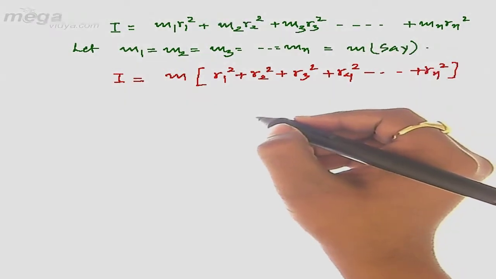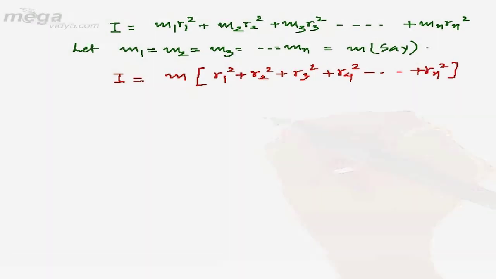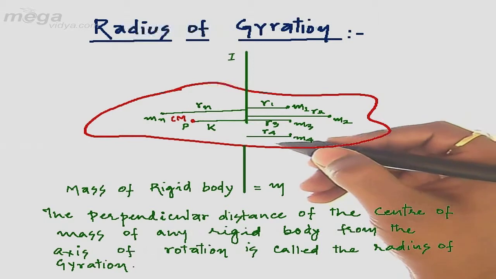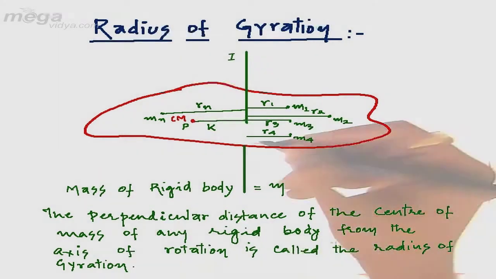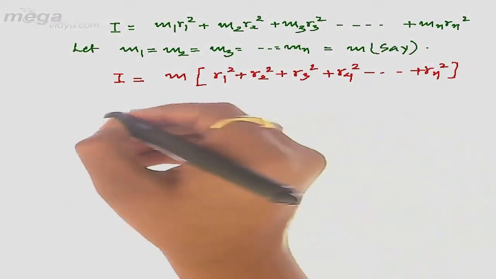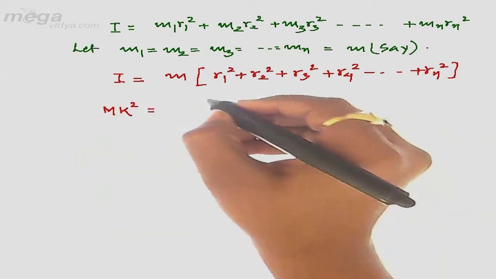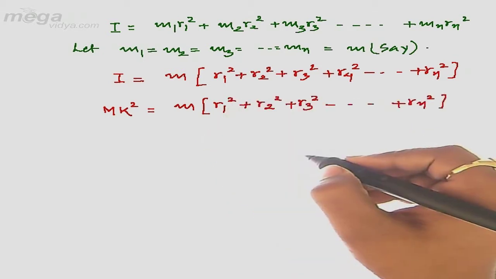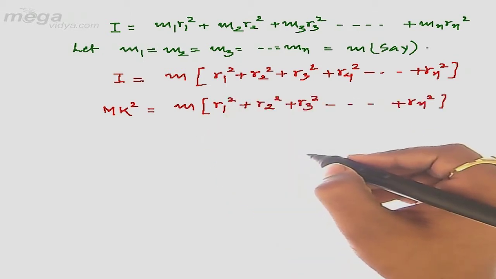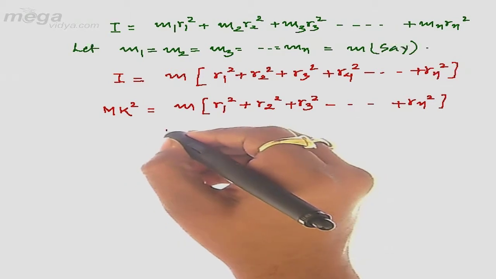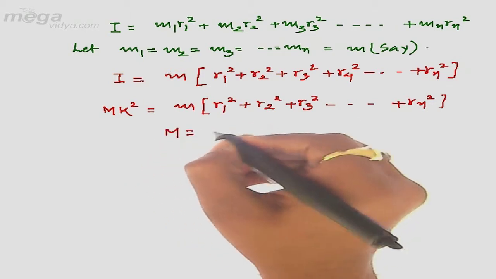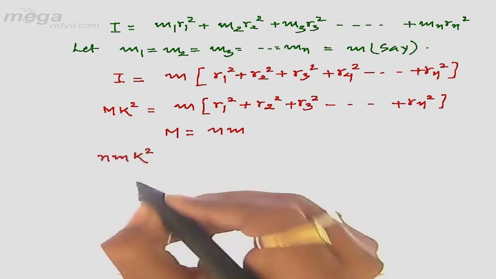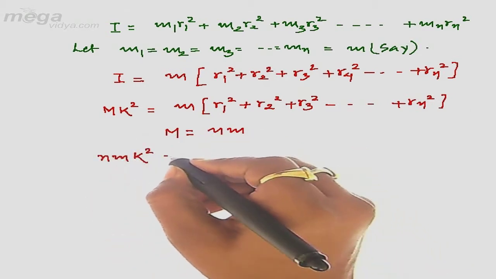Considering the whole mass to be concentrated at the center of mass, the moment of inertia of this given rigid body along this given axis with respect to the center of mass can be written as mk square, and this will be equal to the calculated moment of inertia. Since we have considered n particles having equal masses m, the total mass M will be equal to n times small m. So from above we can write n times small m into k square.